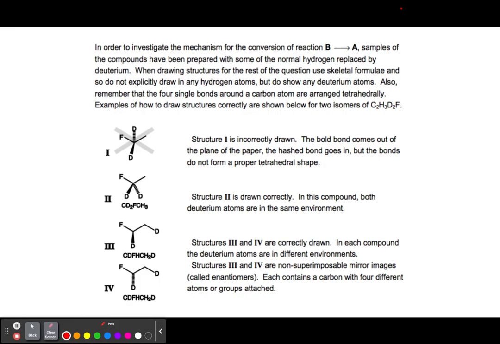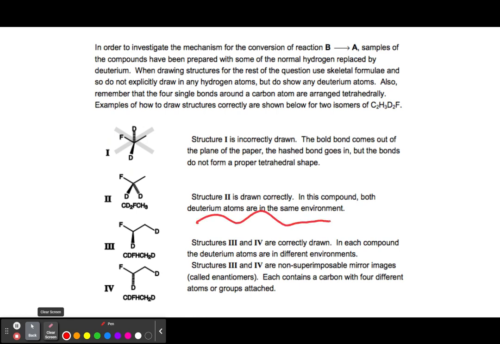Right, here we go. We're in business. So this is incorrectly drawn because it's not tetrahedral. So you have to really look at the shape. Here, that is a funky pyramid. Here, this is good because you have these two straight, and then one coming towards us here, and one going away from us here.